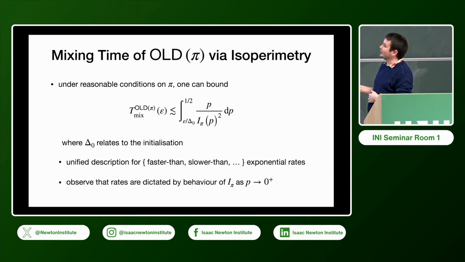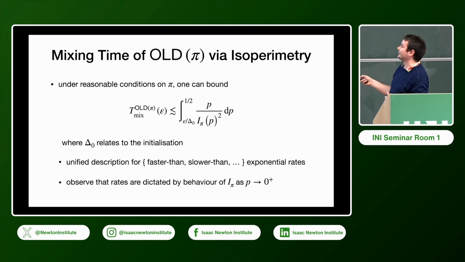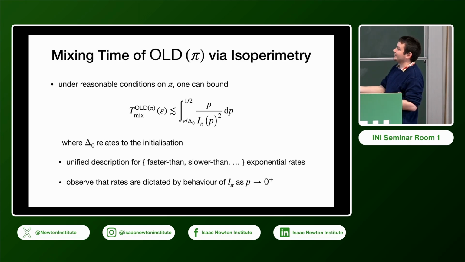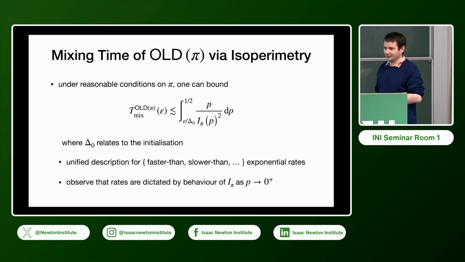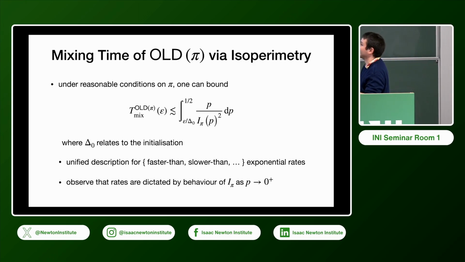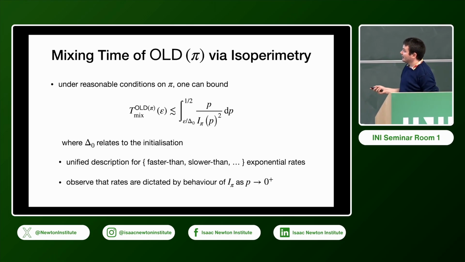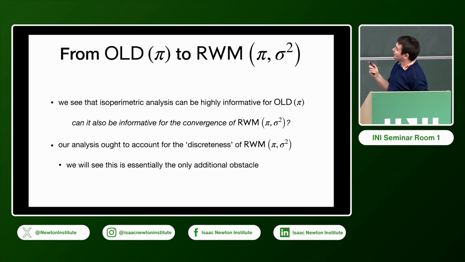What's a bit nice and quite rare in this area, I would say, is that this gives you a unified description for cases where you have exponential rates, faster than exponential rates, slower than exponential rates. You get a similar formula in each case. The definition of the delta naught changes mildly in one of them. But the key thing is that these rates are dictated by the behavior of I pi as p goes to 0, in terms of how much you see the effect of initialization, let's say. Okay, so right, let's go back to the random walk Metropolis and see what we can say.